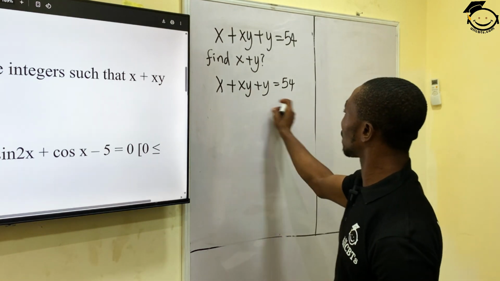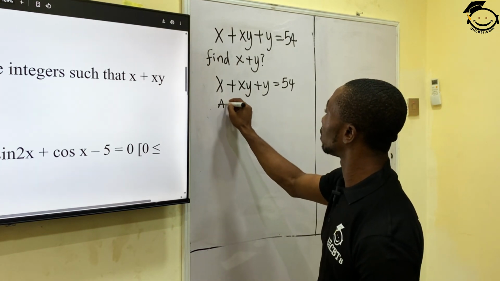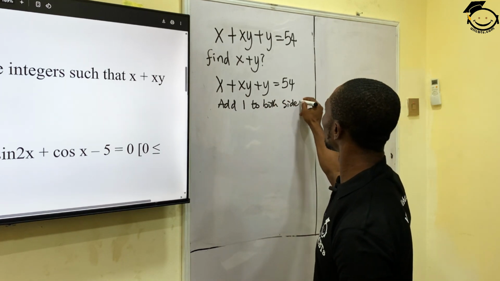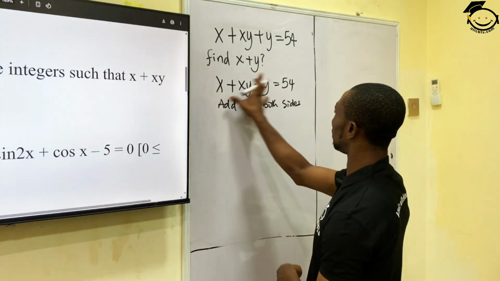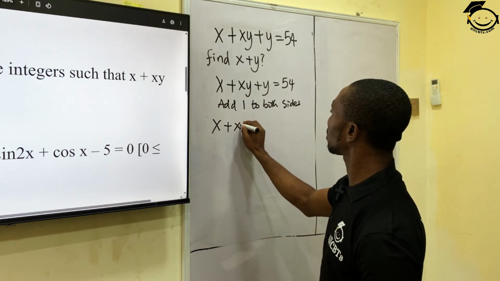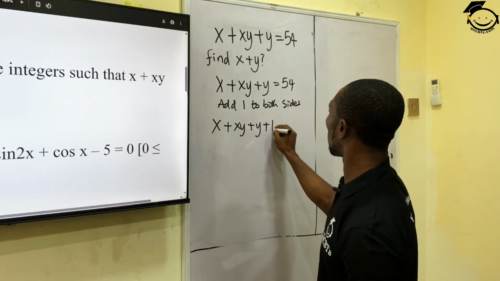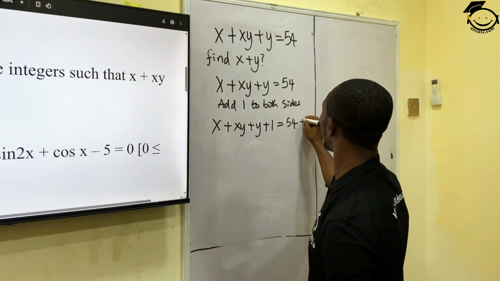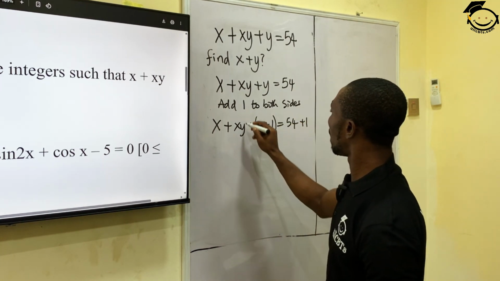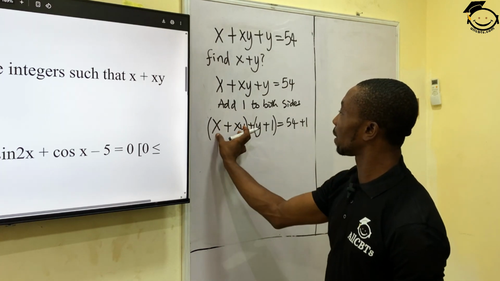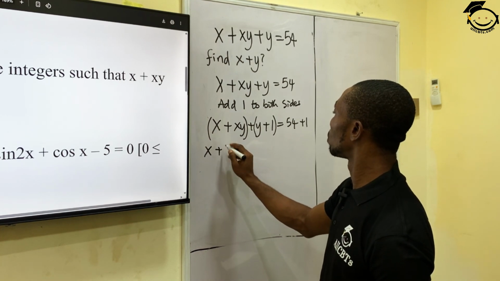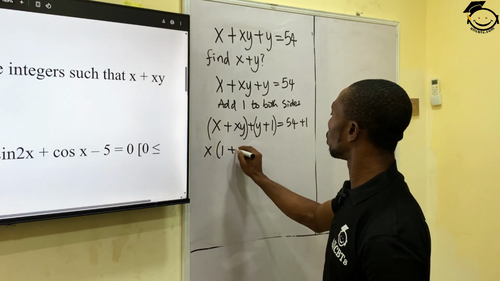So for us to factorize this, on a neutral term, we can add 1 to both sides. This one is acting as a catalyst in factorizing this. So this will become x plus xy plus y plus 1 equals 54 plus 1. Okay, so if we now group this and group this together, we can bring out the common term here, which is x, x bracket 1 plus y.